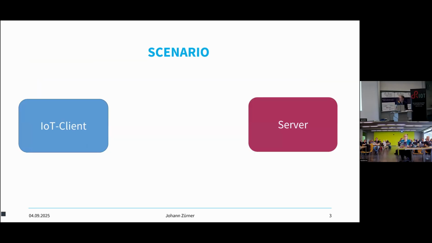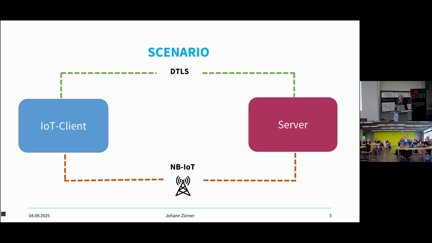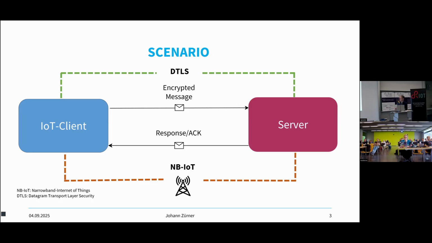So we have an IoT client. This is a Nordic 9160 development board that I was using. And that IoT client is connected to the internet over Narrowband IoT. My development board has a SIM card plugged into it and connected to the cellular network. And it wants to establish an encrypted session via DTLS. DTLS, you might be familiar with that. It's a variant of TLS running over UDP. The client sends a message to the server, and the server responds with an acknowledgement.